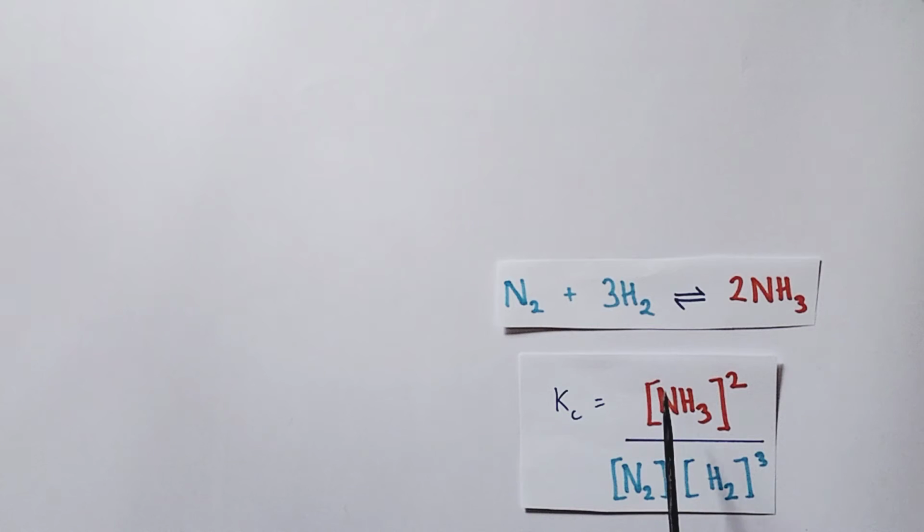We have the concentration of ammonia raised to the power of 2 because there's a balancing coefficient 2 in the stoichiometric or balanced equation itself for the product, divided by the concentration of nitrogen, multiplied by the concentration of hydrogen raised to the power of 3 because again, there's a coefficient 3 in front of the hydrogen in the balanced equation for that reactant. Wow, excellent.